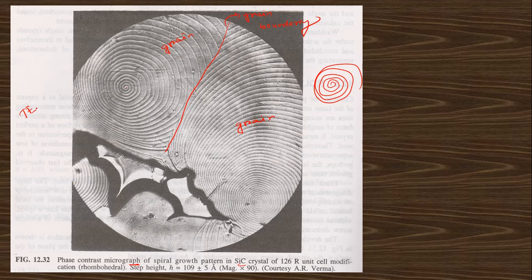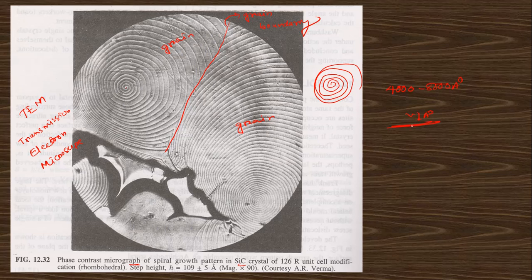This is the transmission electron microscope, TEM. Why electron microscope? Because the wavelength of light is nearly 4,000 to 8,000 Angstrom, but the atomic size is nearly 1 Angstrom.